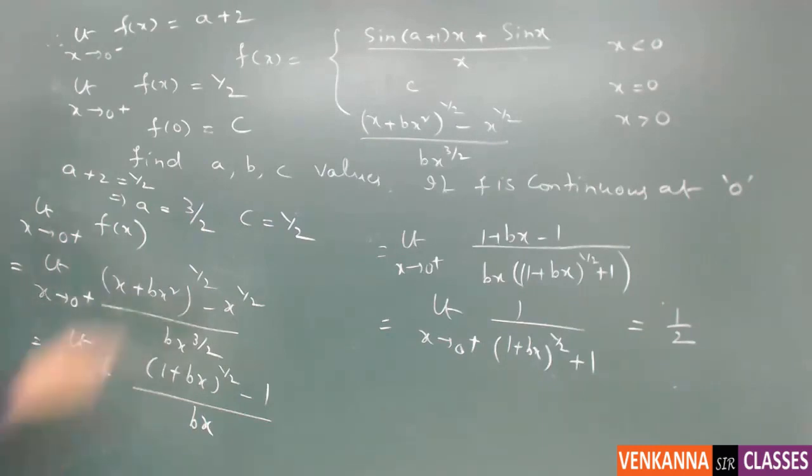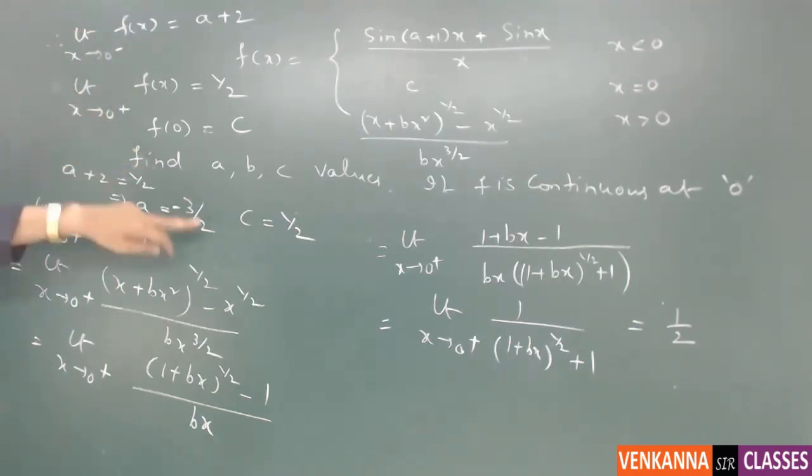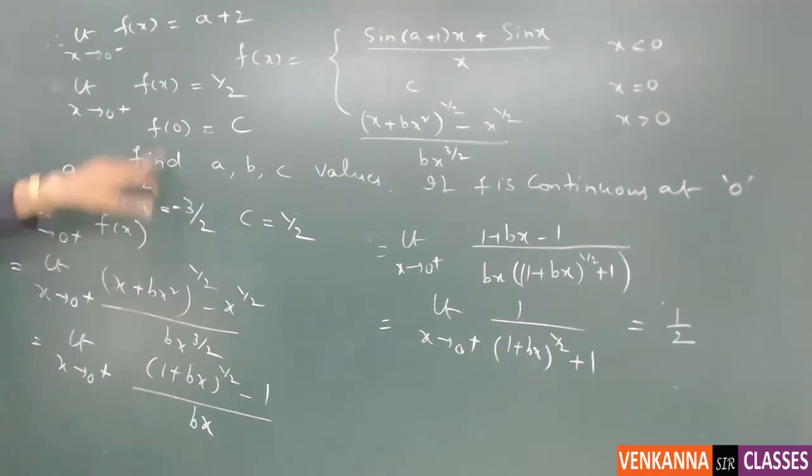Minus 3 by 2, right? And what can we say about the value b? Since the function is continuous at 0, you have calculated the left limit, right limit and function value, making all three values equal. You have found the value of c and the value of a, and what would be the value of b? It was the question mark here.